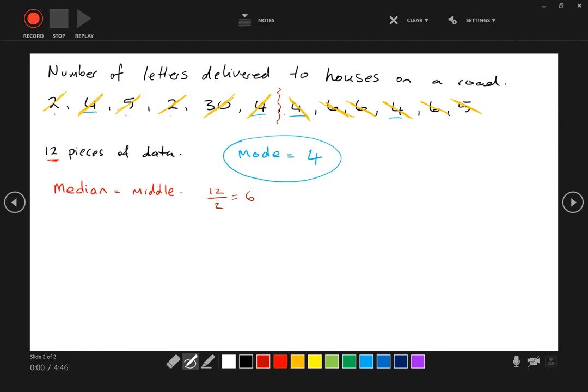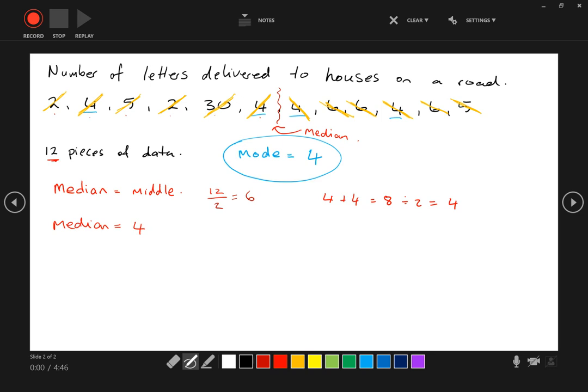Okay, and I still get that my median actually just lies right in there, right in the middle. Now in this case, it's nice and easy because it's both 4. So we've got 4 plus 4, which is 8, divided by 2 to get the middle, and it's still 4. So we actually still have a median equal to 4.